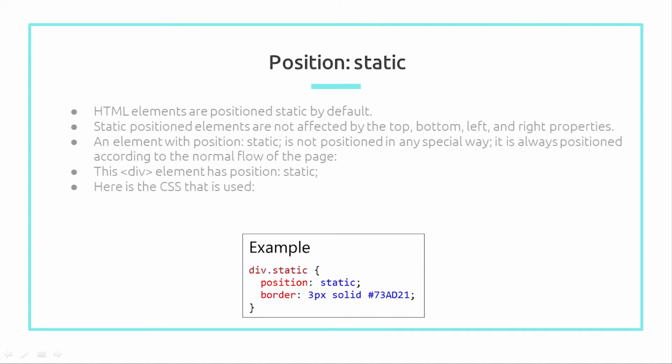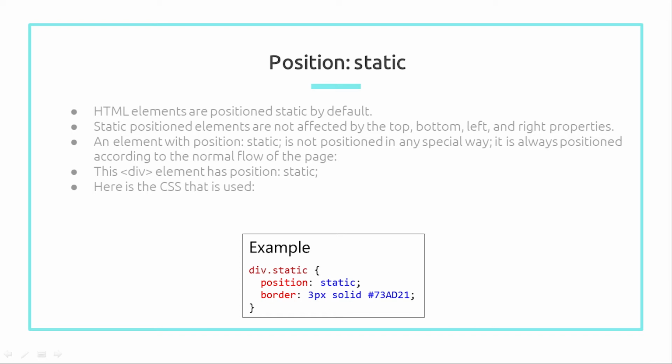Position, static. HTML elements are positioned static by default. Static positioned elements are not affected by the top, bottom, left, and right properties. An element with position, static, is not positioned in any special way. It is always positioned according to the normal flow of the page.